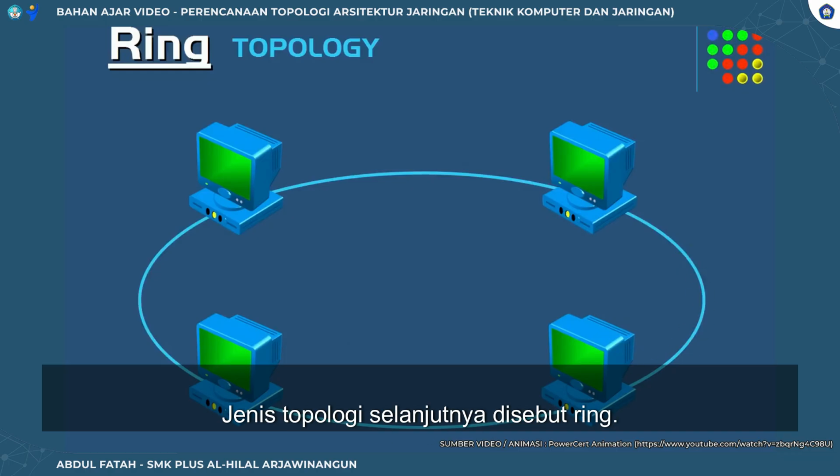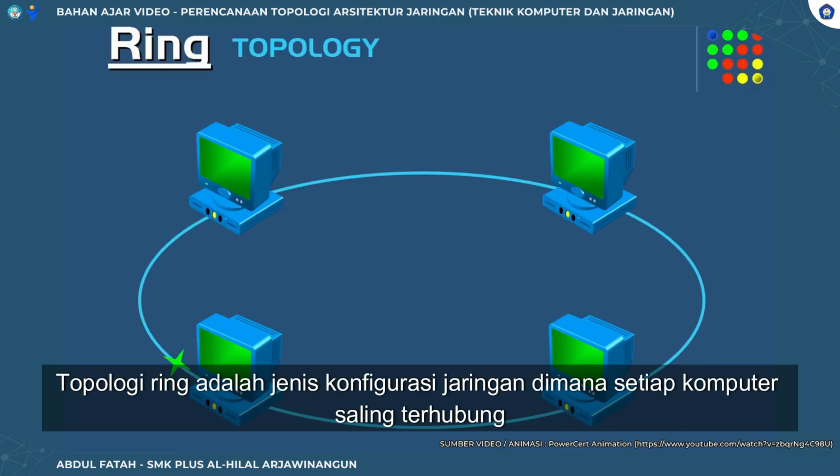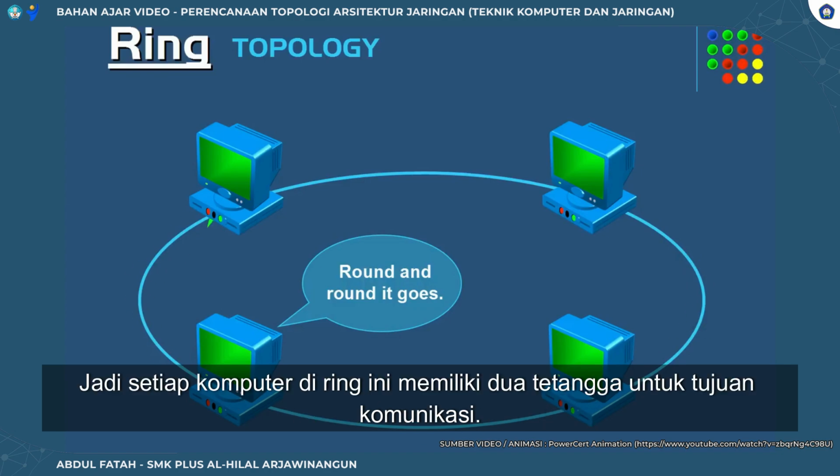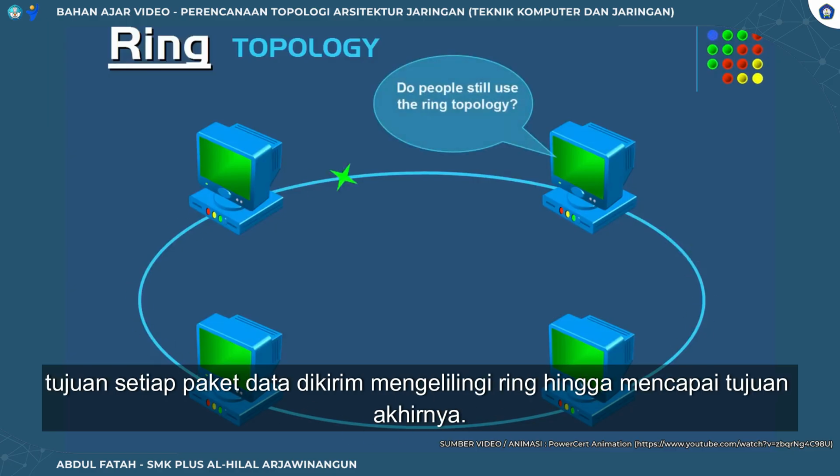Another type of topology is called ring. The ring topology is a type of network configuration where each computer is connected to each other in the shape of a closed loop or ring. So every computer on this ring has exactly two neighbors for communication purposes. Each data packet is sent around the ring until it reaches its final destination.